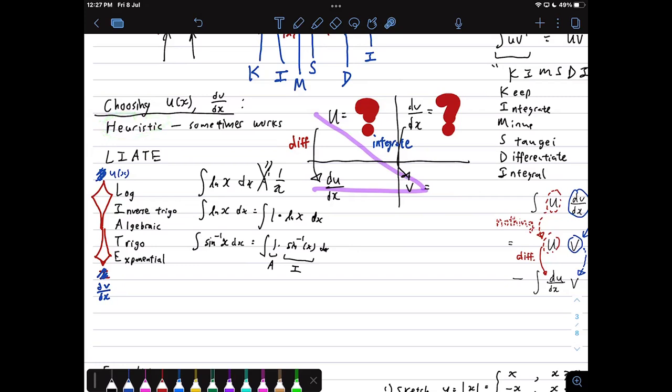When you try to pick your u, you should pick somewhere closer to the logarithms. If you don't have logarithm, then you pick inverse trigo. Don't have inverse trigo, then you pick algebraic. Don't have algebraic, then you pick trigo. Don't have trigo, then you pick exponential.